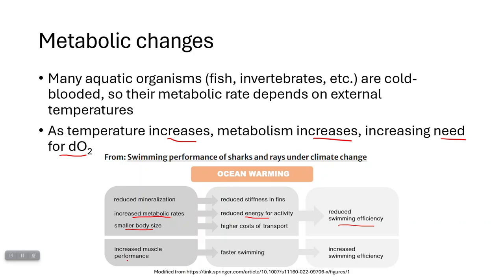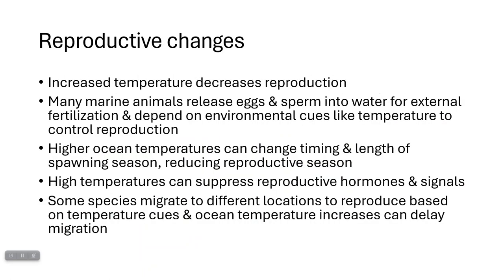There is a trade off. There could be increased muscle performance because of the higher temperatures, which would let them swim more efficiently. So it's kind of a balance between the positive and the negative aspects of metabolic change. Then there are lots of potential impacts on reproduction.